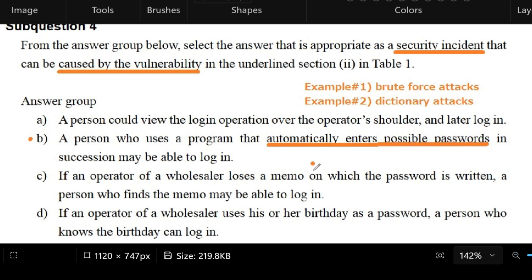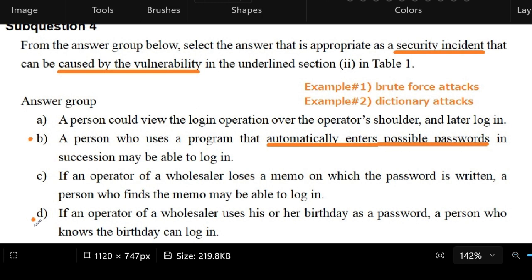So letter B is actually the correct answer because it's saying that we can just try out several passwords in succession and then log in. Meanwhile, we can look at the other choices to see what they're saying. If an operator of a wholesaler loses a memo on which the password is written, the person who finds the memo will be able to log in. Okay, this is also a security incident, a vulnerability, but I think letter B is still the most effective way to get into the account with the given vulnerability.